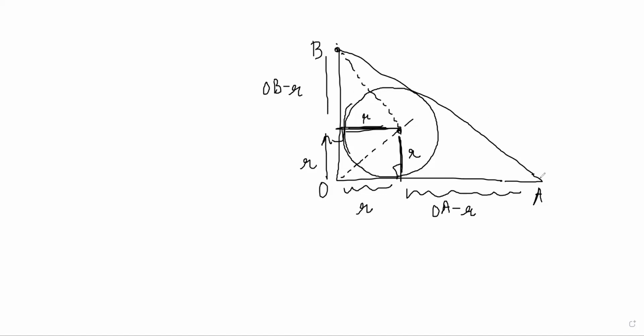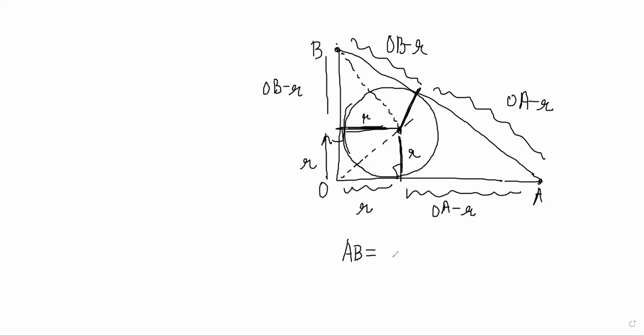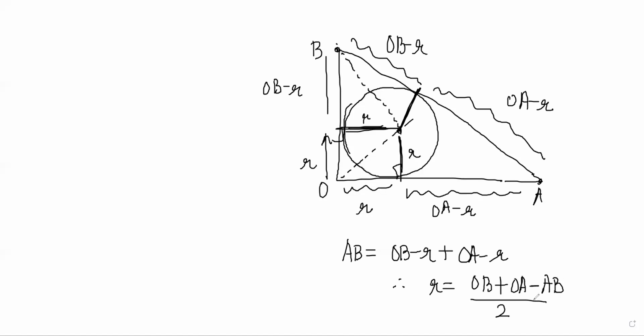And because B and A are points from which external tangents are being drawn to a circle, this tangent length is equal to this length. So this length till here, which is the point of tangency on the side AB. This length is OB minus R, and this length is OA minus R, right? And so therefore you can say that AB should be equal to OB minus R plus OA minus R. And from here we can get R is equal to OB plus OA minus AB by 2, right? Now this gives us a good equation.